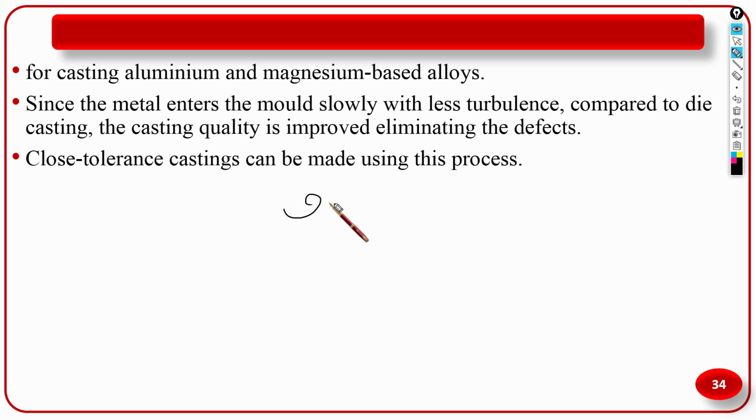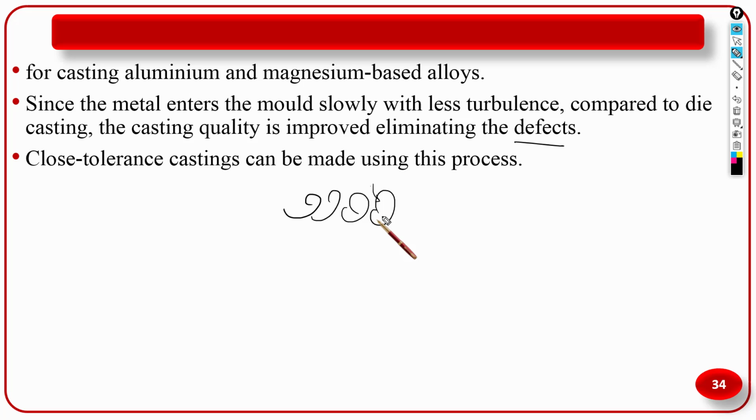If the speed is more, then there is a chance of turbulence. You know how turbulence appears: metal, if it is flowing, will be flowing like this. If the speed is increased, then the metal will rotate like this. And due to this there is a chance that some air will be entrapped, and a lot of other problems also happen, that is, the cavities problem. These are the defects that happen because of turbulence.